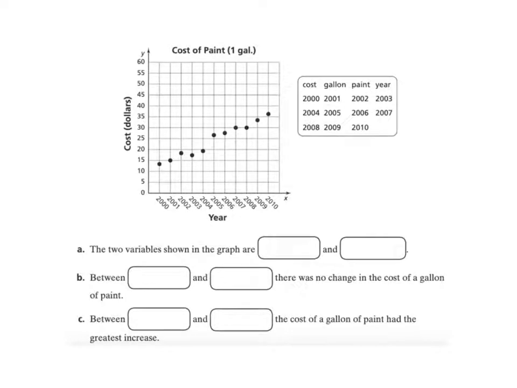Okay, we're going to take a look at this graph, and we're going to look at the first question, part A. The two variables shown in this graph are blank and blank. So our variables are always found on the x and y axis. So those are the things that are changing. So year and cost. And in this case, the cost depends on the year. So it looks like the price is going up every year, or just about. So let's look at part B.